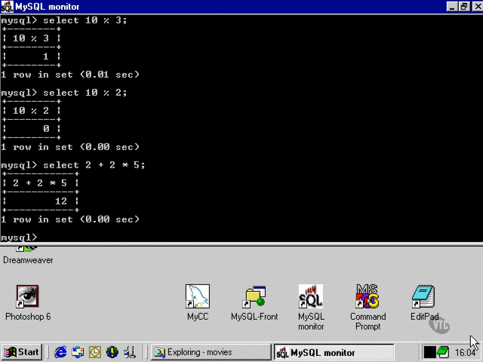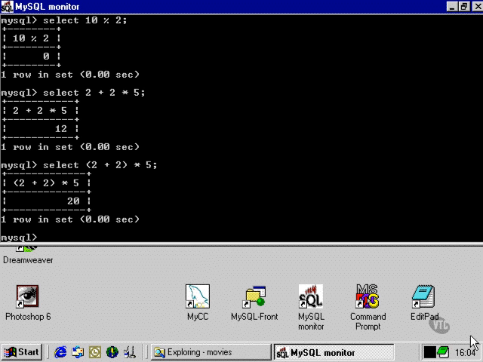The reason for that is that multiply and divide have what's called operator precedence over addition and subtraction. If we want to force MySQL to carry out the addition first, we simply put brackets around that part of the expression. That will give the other response shown here.